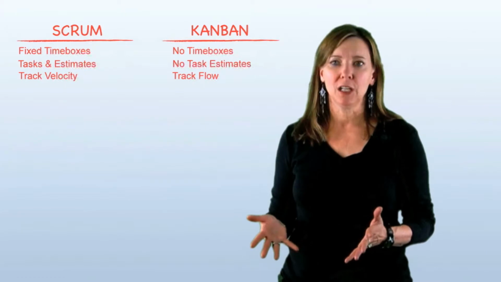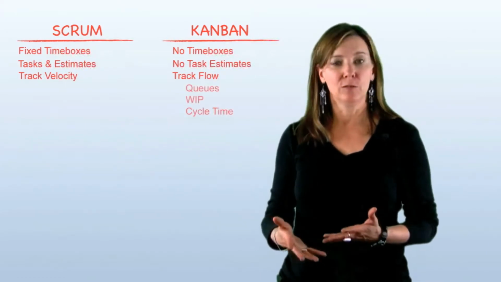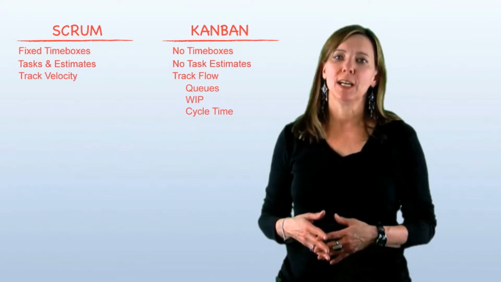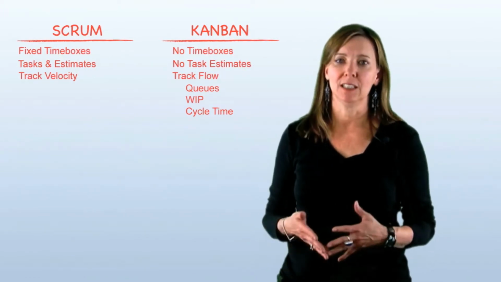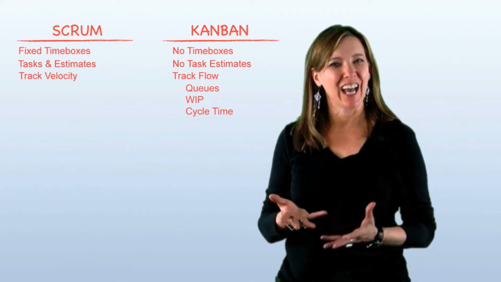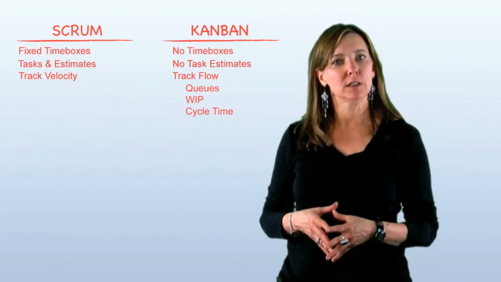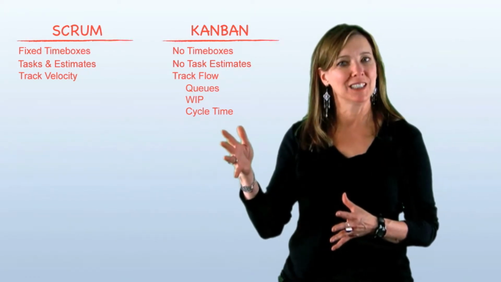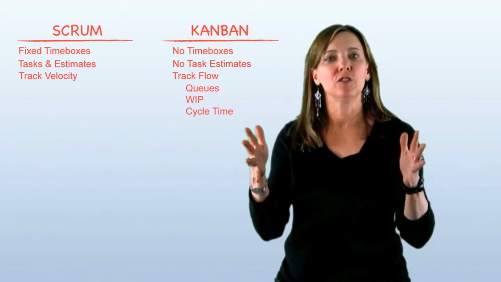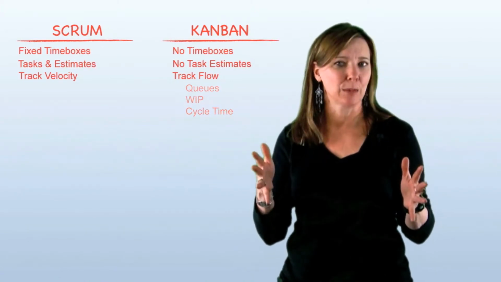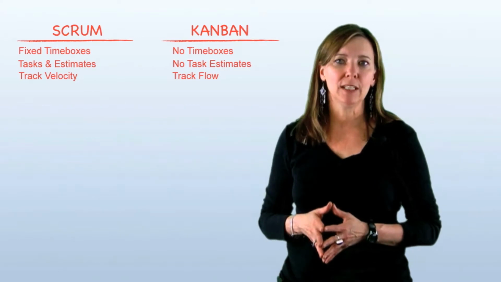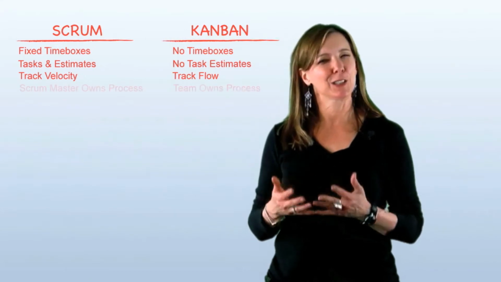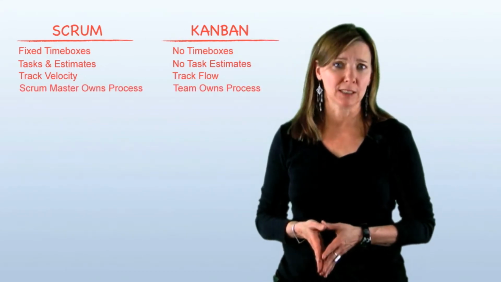Rather, we have a notion of tracking queues for waiting service to be done on a particular item. We track something called work in process, that is, how many things do we currently have being worked on. And we also talk about total cycle time. That is, from the moment we started working on something, how long did it take us to get it to completely done acceptance?